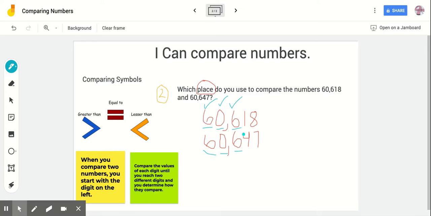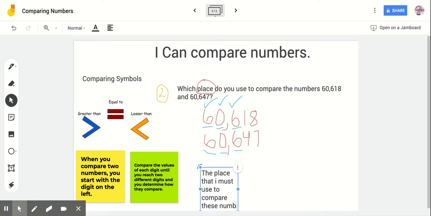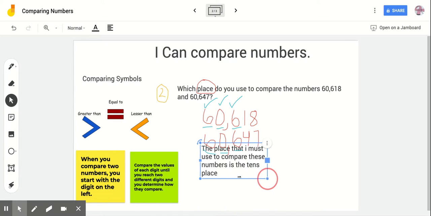Now I am in my tens place. So I have ones and then tens. I know that this question is asking me which place do you use to compare the numbers, so I know that the place is going to be tens. I like to type it out in a sentence. So the place that I must use to compare these numbers is the tens place.